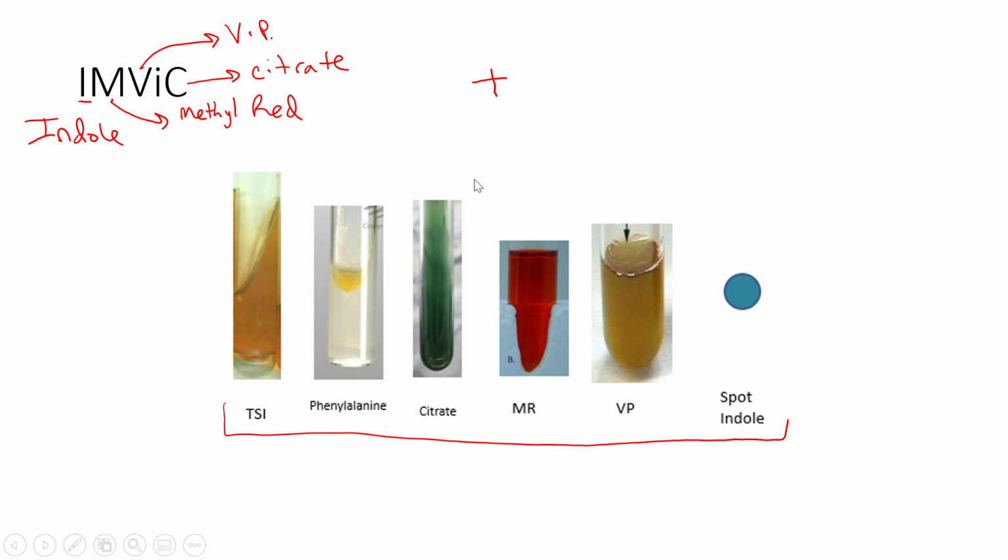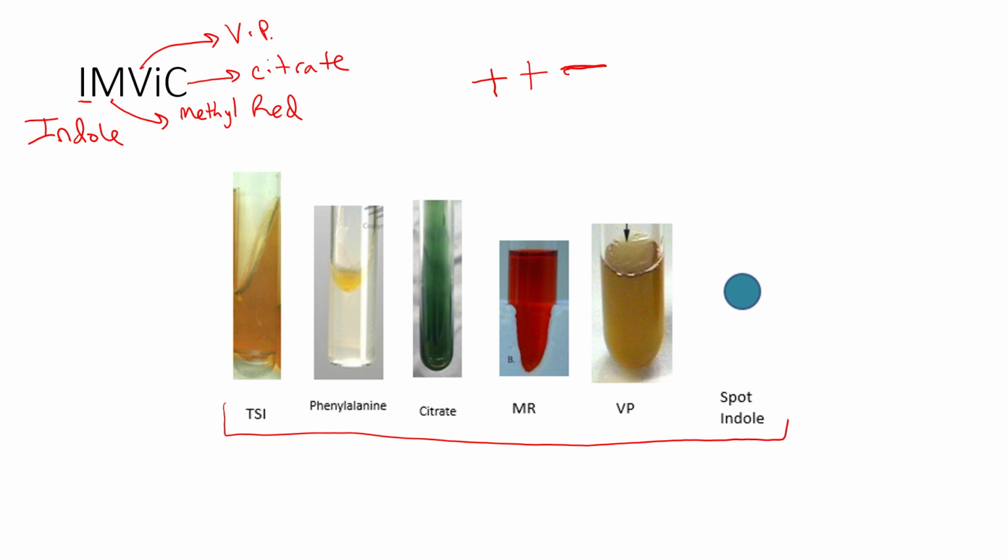M is for methyl red. So we grow it in this MRVP broth, and then we're going to add methyl red to it, and if it turns red, then it's a positive result. So we are going to mark this as positive. And then the V is for VP, or Voges-Proskauer. Voges-Proskauer is looking for acetoin production as a byproduct of cellular metabolism. So we're going to add a couple drops of alpha-naphthol and a couple drops of potassium hydroxide, and we're going to look for a red color change. This is not red, so we're going to mark that as negative.